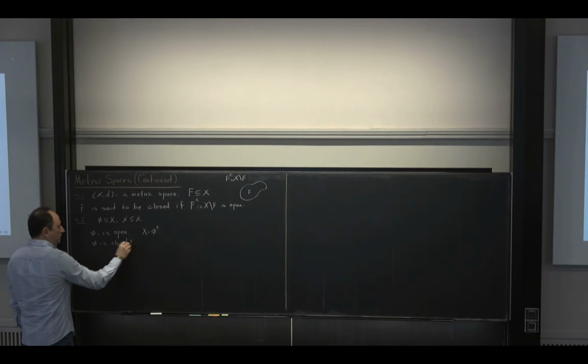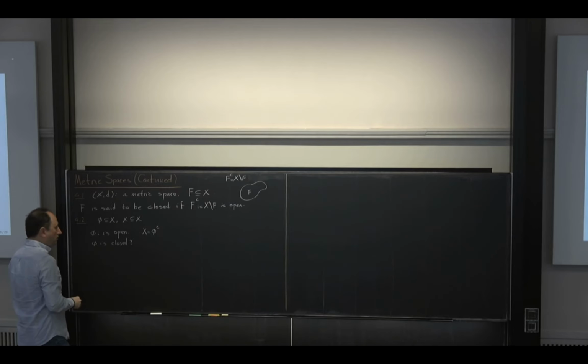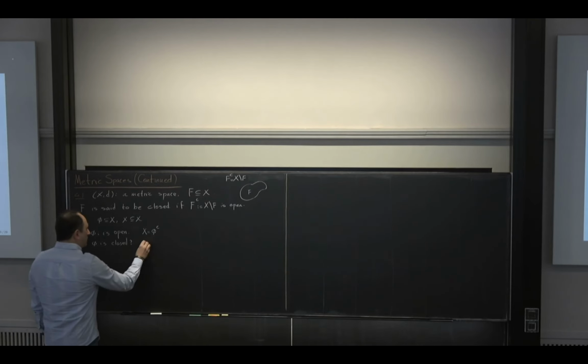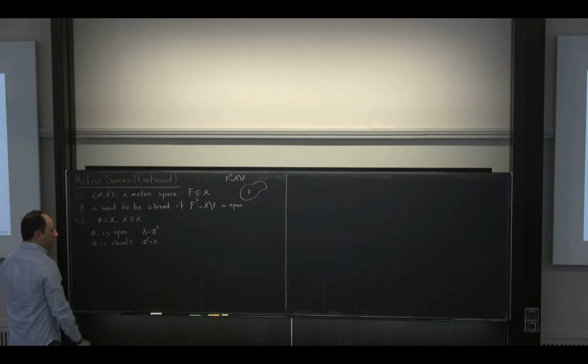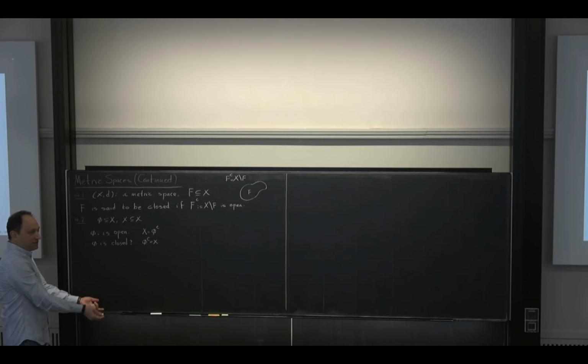Why is empty closed? I look at the complement of empty. So the complement of empty becomes X. And then X is definitely open because every point in the set itself is an interior point. Do you see what is going on?